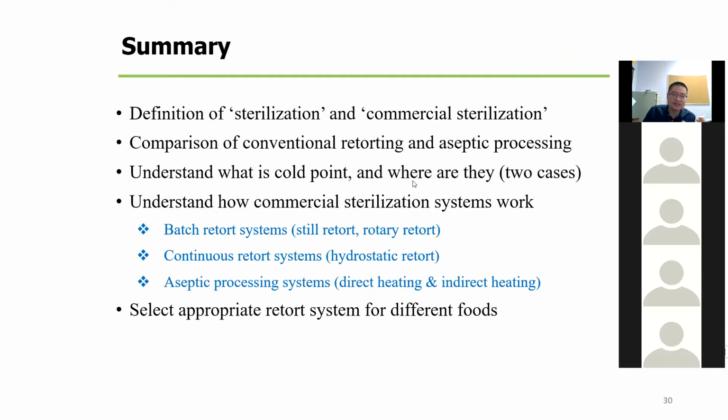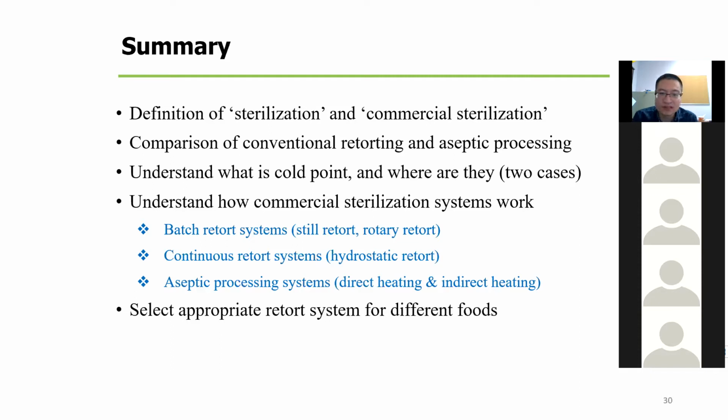Okay, so that's a recap of today's class. It's a little bit long class today. First we learned about sterilization, and the difference between commercial sterilization and conventional sterilization. Basically, for the conventional one, we have 12D reduction, very strict, but in commercial sterilization, it's less than 12D. It really depends on the food type, and we can be 8D, 6D, really depends.